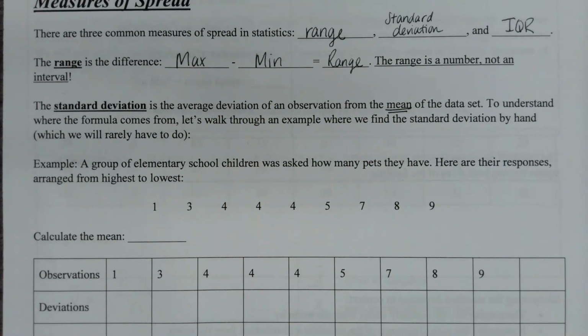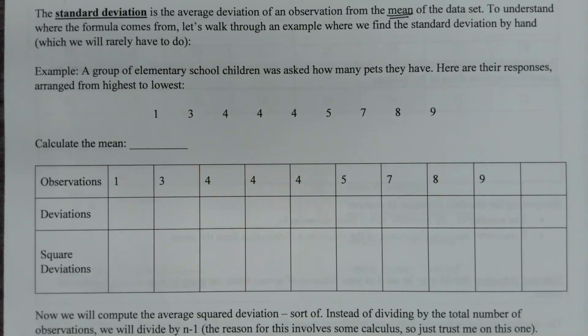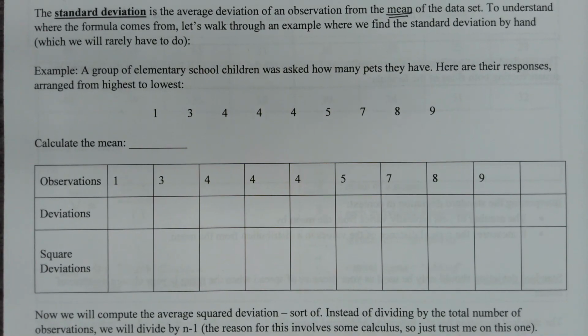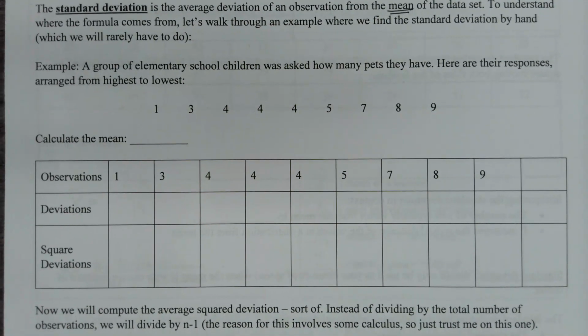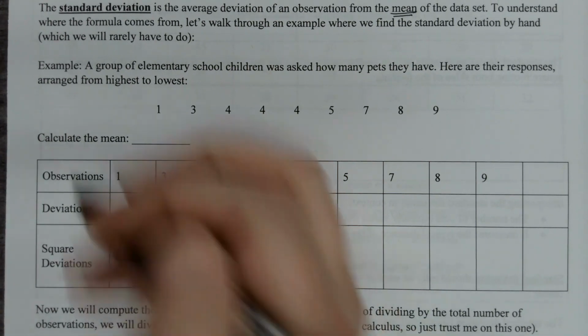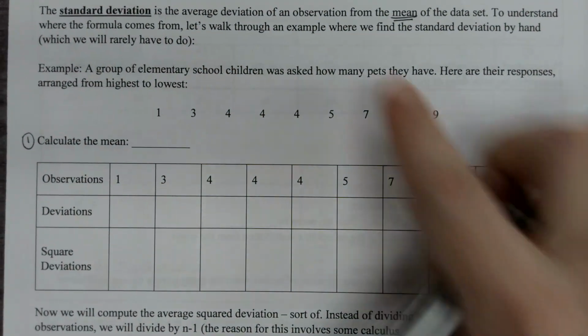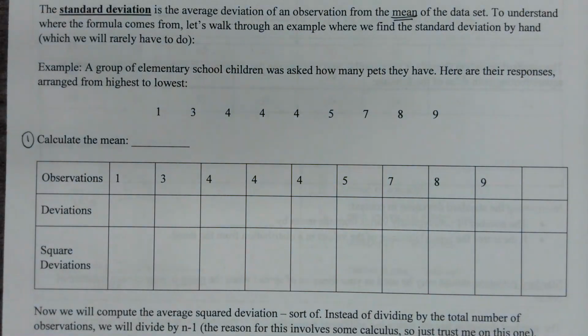So for example, we have a group of elementary school children. Now we're asked how many pets they have. And here are their responses, arranged lowest to highest for us. Very nice. The very first step that we're going to do to calculate the standard deviation, once again, is to find the mean, because this is how far we are deviating from the mean value. So this is how far we are varying from the mean.